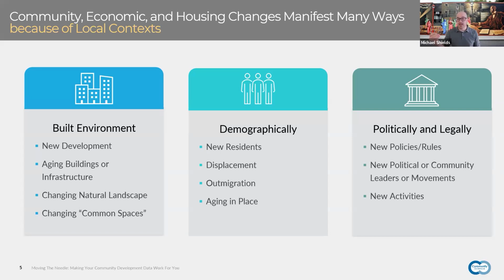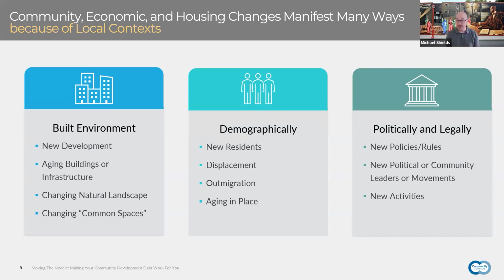This is what I mean about, it doesn't matter what the macro change is, it has to go through the filter of the local policies, context, rules, community norms, and ways of living that are going to make it manifest differently. So some of these changes that we see in the built environment, besides the two I just mentioned, we also see changing natural landscape with extreme weather events happening as a result of climate change. Areas that were once unlivable may have now become more livable, and areas that were once very livable may have now, we may have tapped the aquifer of this area and now people can't live here anymore.